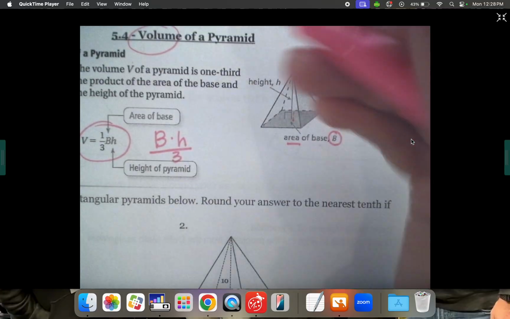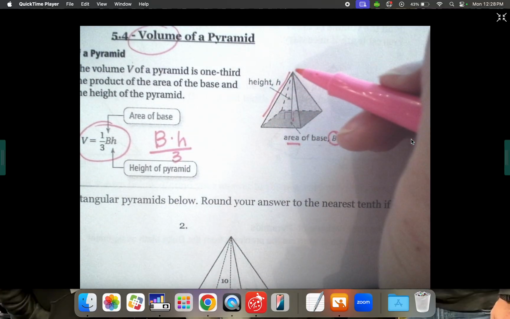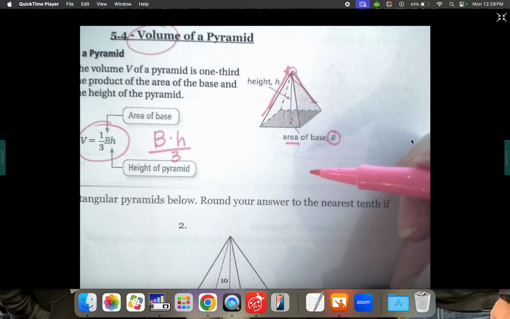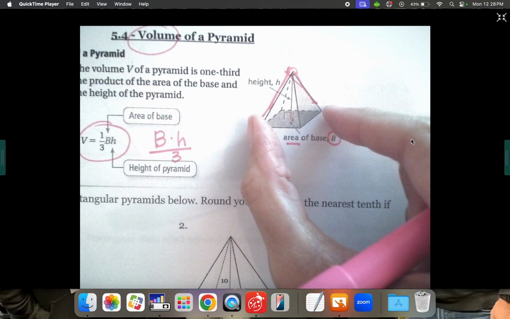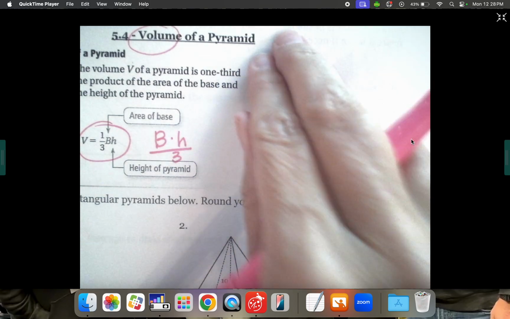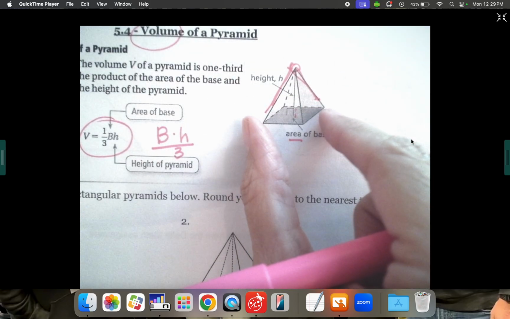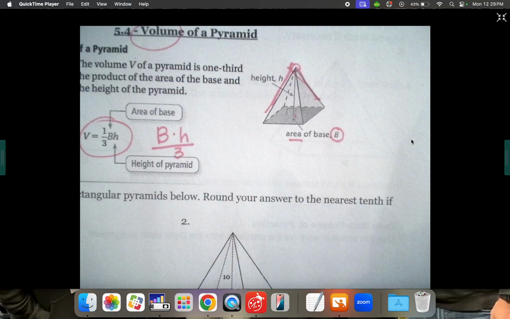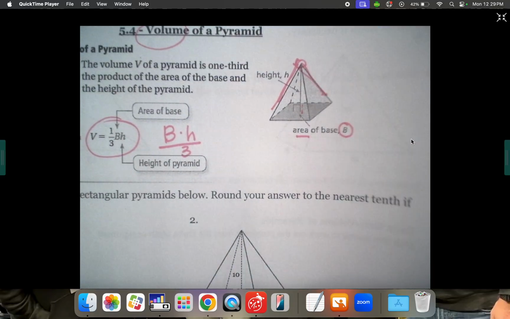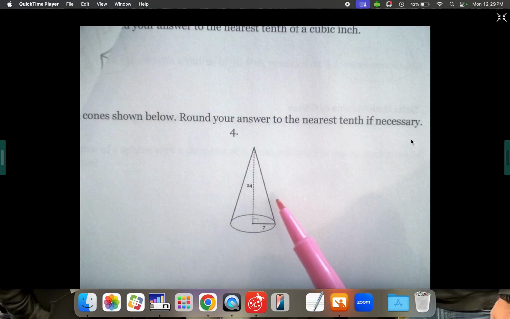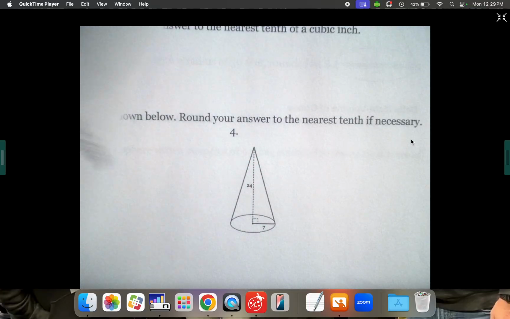And here's a little tip. Anytime you're doing volume of something that goes to a sharp point, like if it goes up to a point, you're always going to take whatever it was and divide by 3. So that's what makes it go to a point. You're dividing the bigger bottom part by 3 to make it kind of go to a point. So later, when we get into what else goes to a point? Oh, cones. You will also be dividing by 3 on cones.